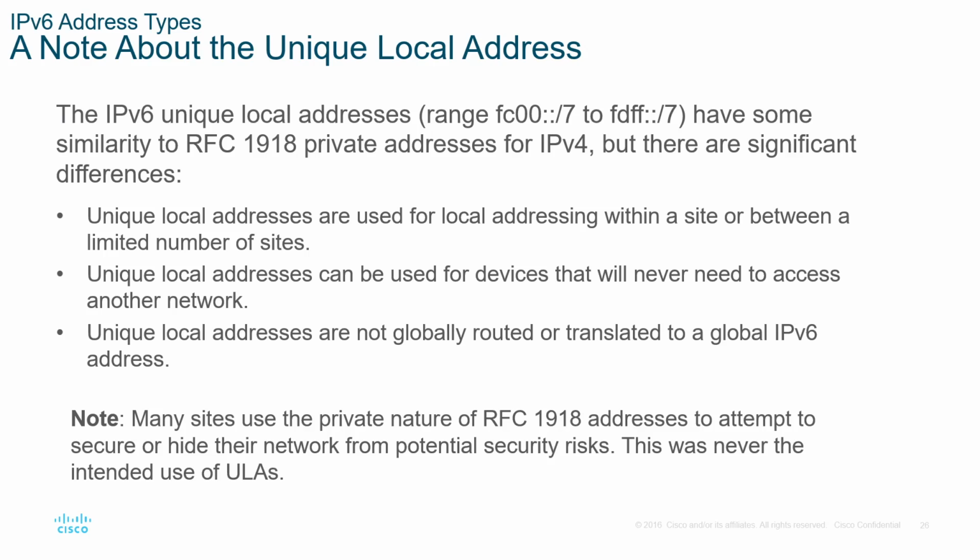So the unique local addresses are used for local addresses within a site or between a limited number of sites. They're used for devices that will never need to access another network or go out onto the global internet. They're not globally routed or translated to global IPv6 addresses. Many sites use private addressing to attempt to secure or hide the network. This was not the original intent.